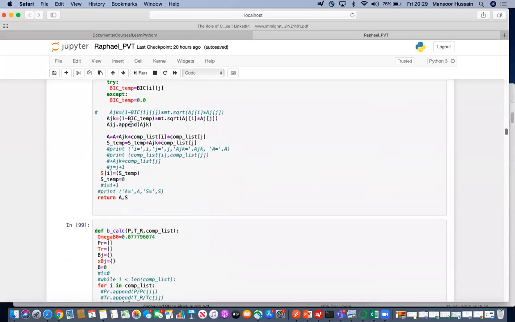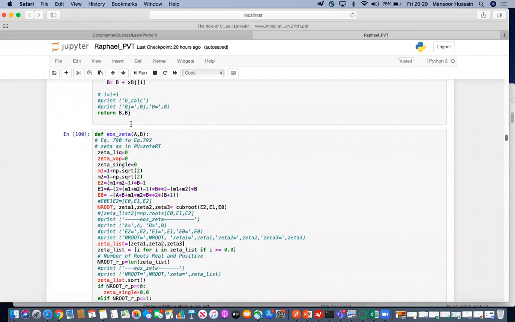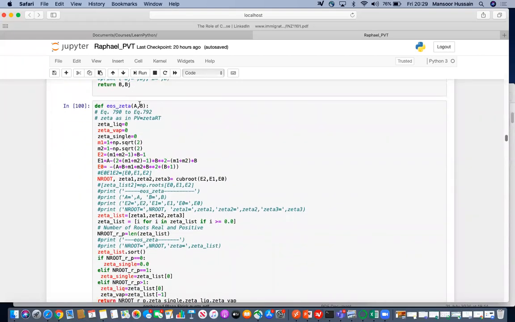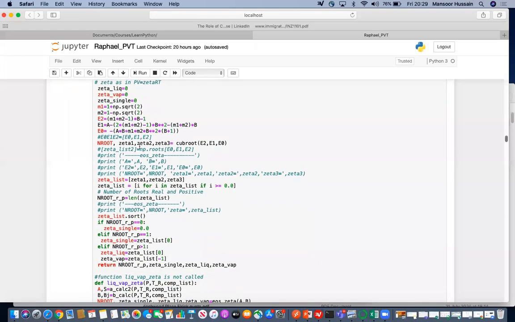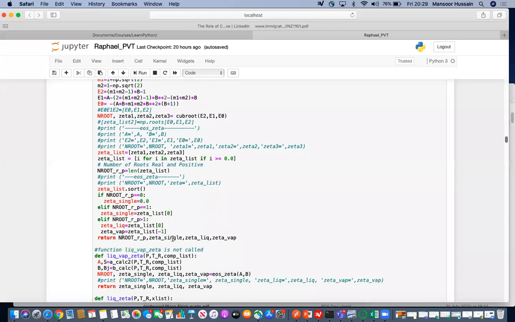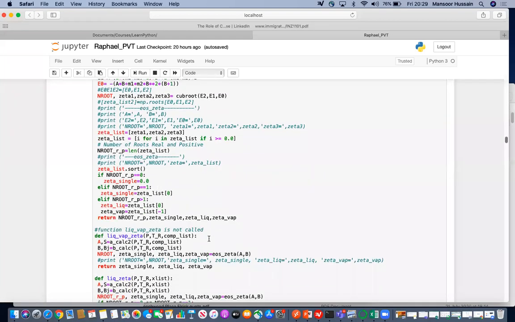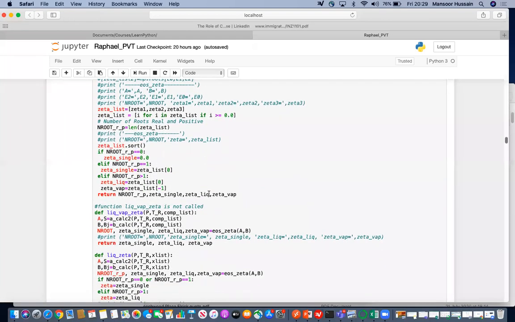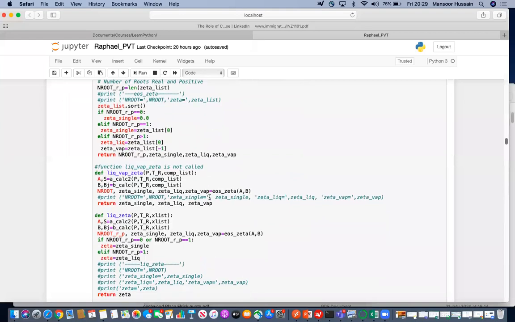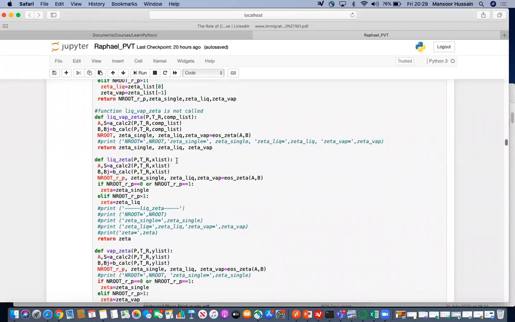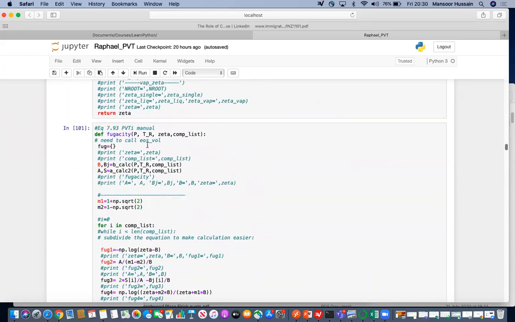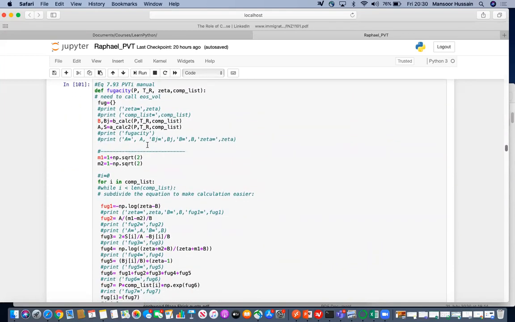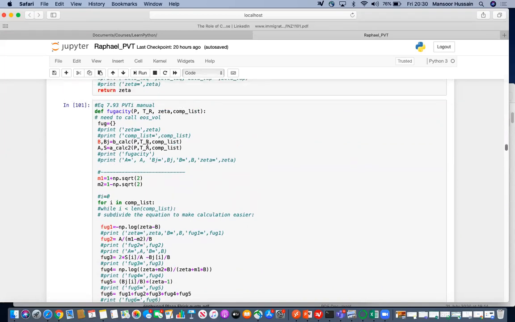So I calculate A's and B's, and then finally I enter them in the equation of state, which then outputs liquid Z factor and vapor Z factor, zeta liquid and zeta vapor. So they're all part of the same game. And then this function calculates the fugacity based on the calculations up until now.